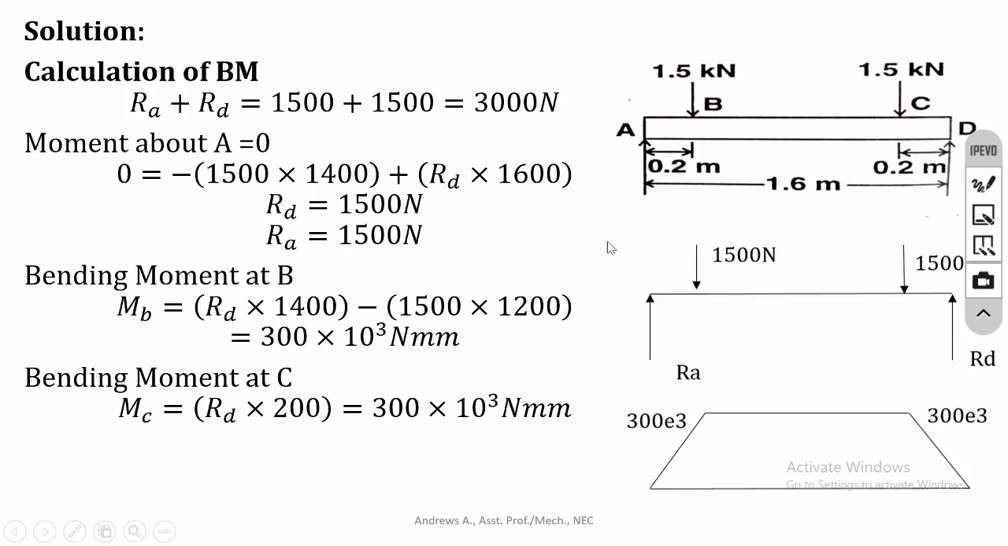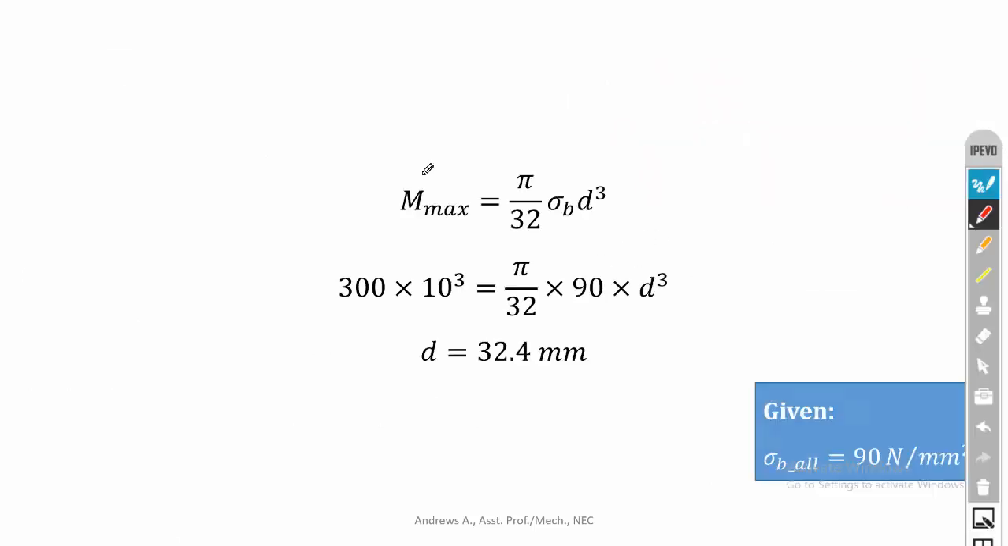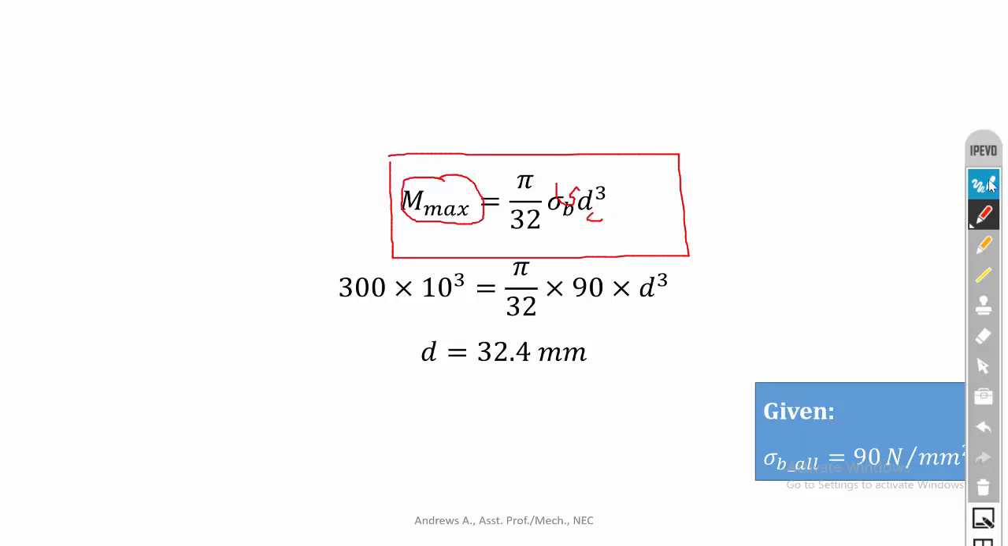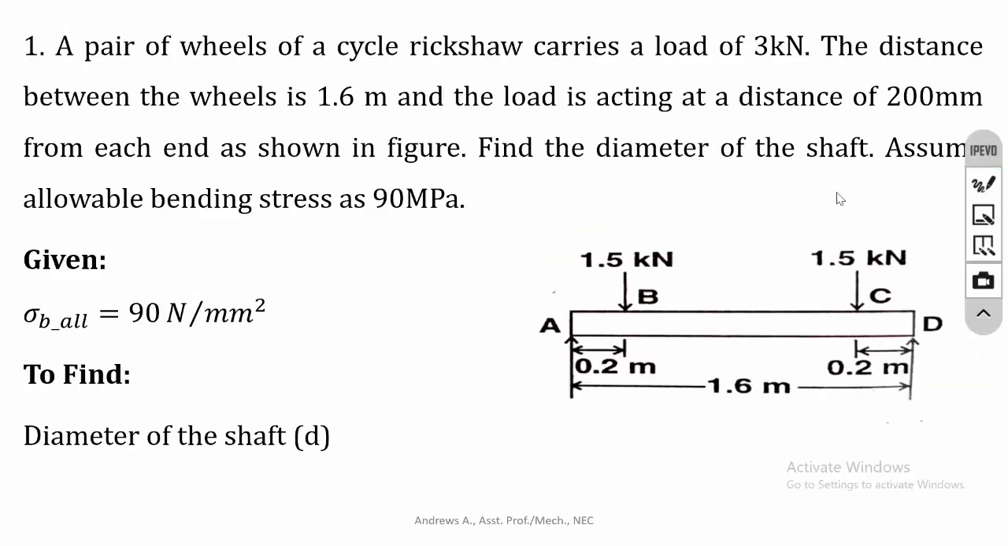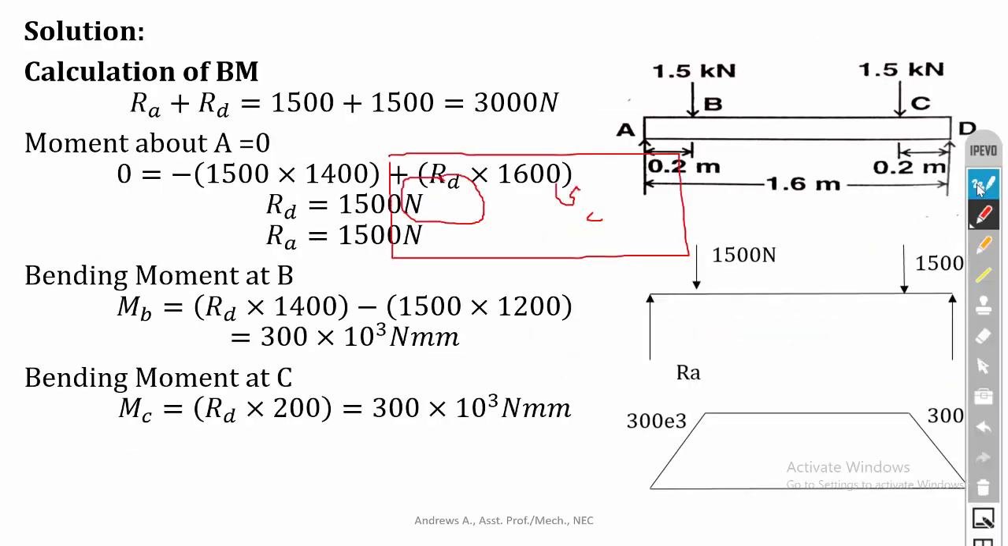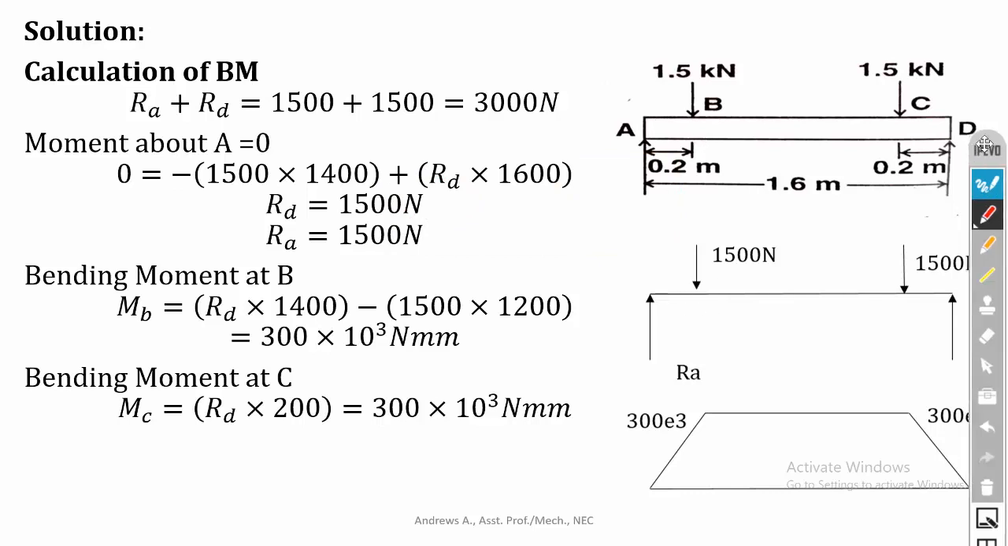So we know the equation: M_B max is equal to pi by 32 sigma_b d cube. So sigma_b is given in the problem, d we have to calculate and M max we have to calculate. So first we will calculate the maximum bending moment. So you just draw the force diagram.